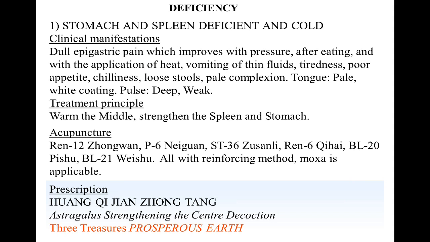Next pattern is a deficiency pattern. So the previous three patterns we discussed were full patterns. We've described liver qi invading the stomach, phlegm heat in the stomach, and damp heat in the stomach. This is a deficiency pattern, very common. Stomach and spleen are weak, empty, and possibly also cold, but not necessarily cold.